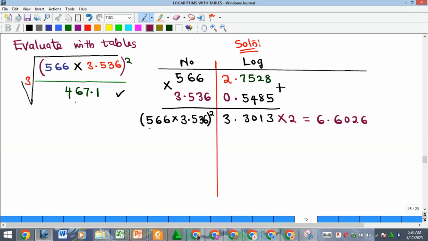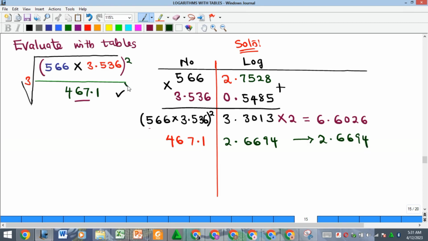Now meanwhile, below here we have 467.1. So we need to get the logarithm of this. The characteristic is 2 because you have only 3 digits before the decimal point. And the mantissa is 6694. So now we are going to bring this up to this point. So let me write it under this number, which is 2.6694.